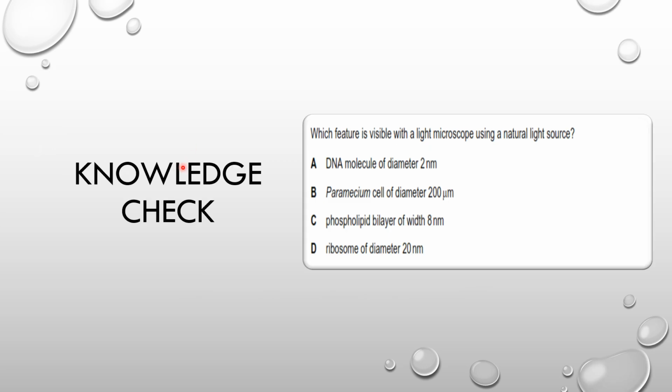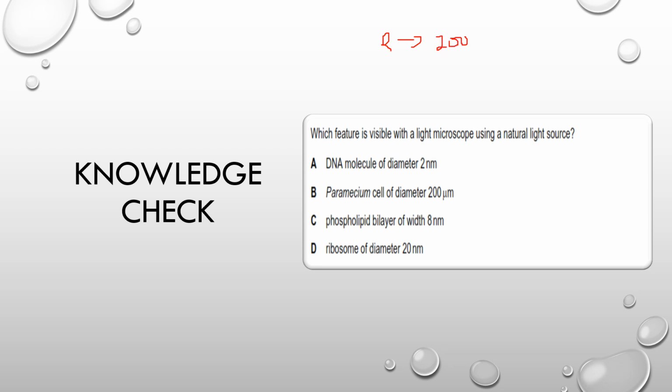So knowledge check 2, another one. I think it's about the fourth one. I want you to pause the video and solve this. Which feature is visible with a light microscope using a natural light source? Which one is visible? Pause the video and try this out, guys. Remember that the resolution of a light microscope is always 200 nanometers.